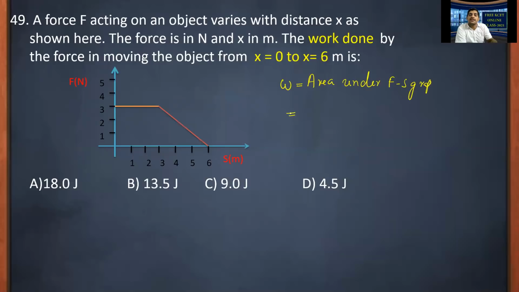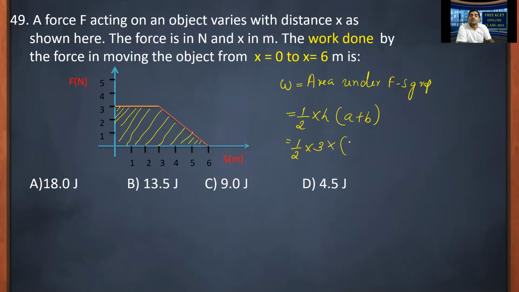Okay, so what is the area here? Now you can see that this area, this rhombus, this structure. Straight away you can go with the formula: half into height into sum of the parallel sides. One step. So here you'll get half into height, which is 3 units, that is 3 into A.